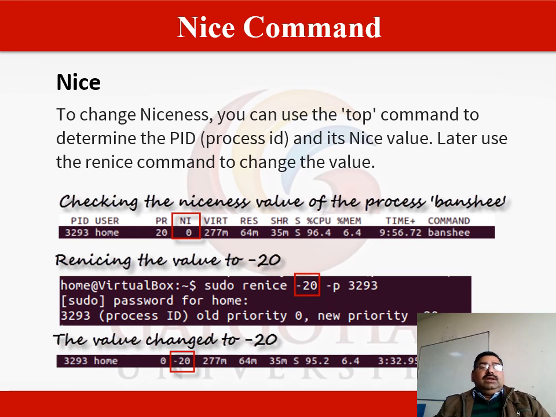So this is process ID 3293. The old priority nice value is 0, and in this command you can check the priority has changed, and now it is -20. You can view -20 here. The rest of the parameters are the same, there is no change in them. We have only changed the nice value, re-niced that particular command.